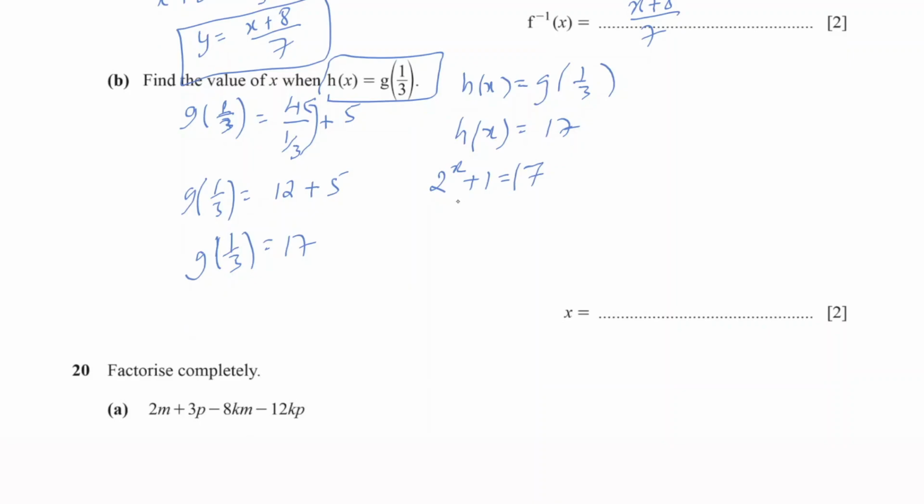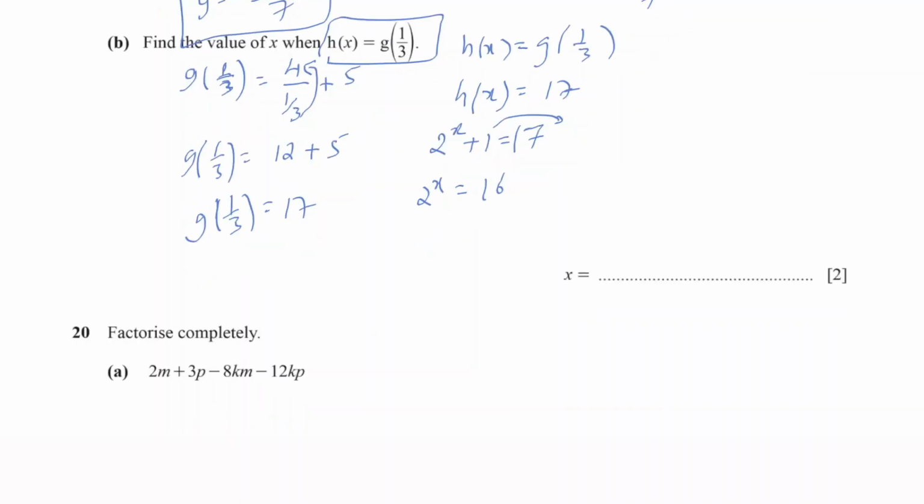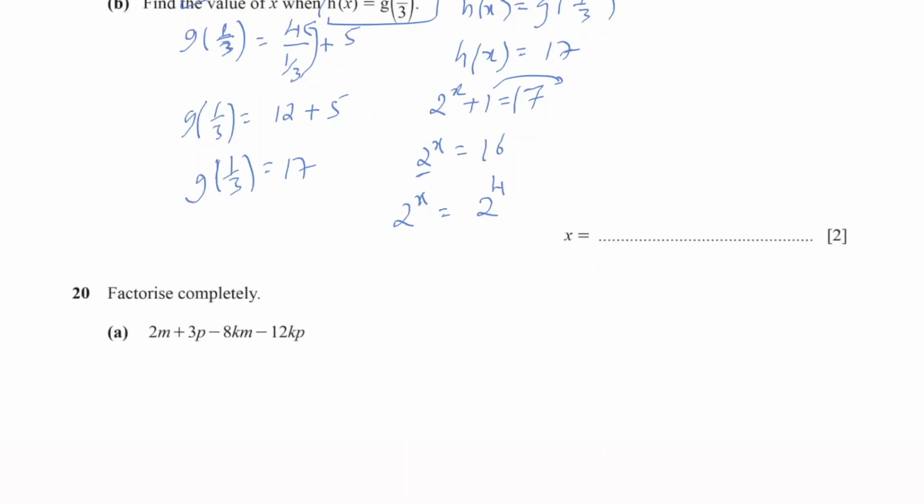So 2 raised to power x equals, this 1 goes with the negative sign, so 17 minus 1 is 16, right? So now 16 can be written as 2 raised to power something, because we want the base to be the same. Try to understand that if we have the same base on both sides, we can equate the powers. So that's why I'm trying to make 16 as 2 to power something. So 2 to power 4 is 16. Okay, you can use a calculator. 2 to power 4 is 16.